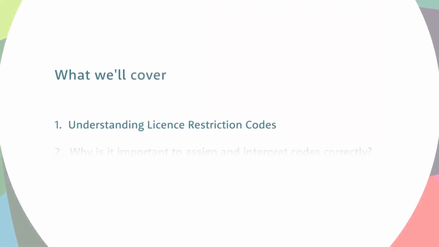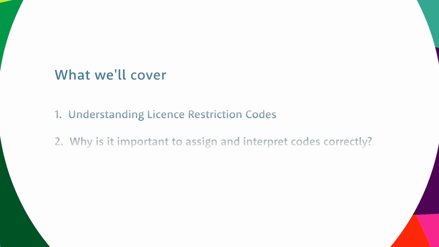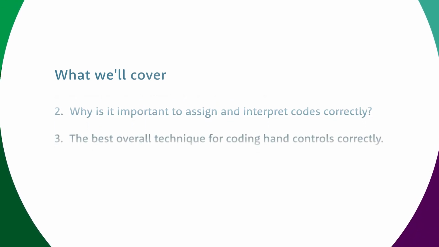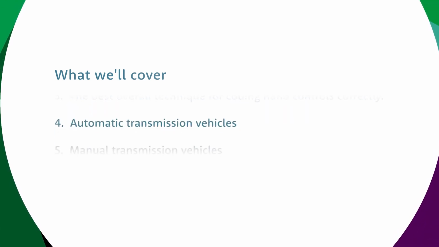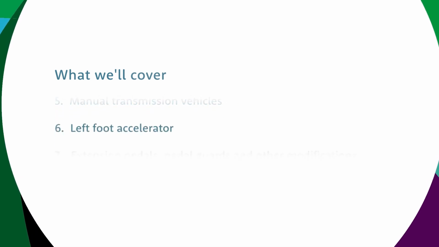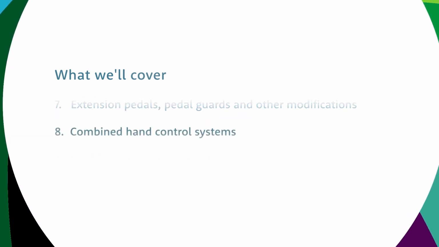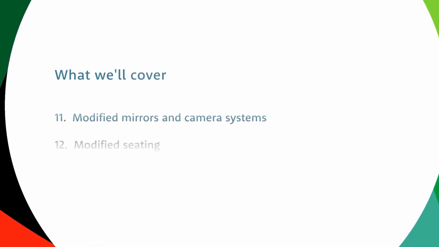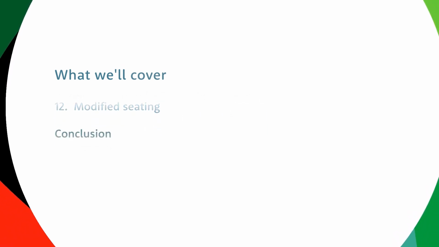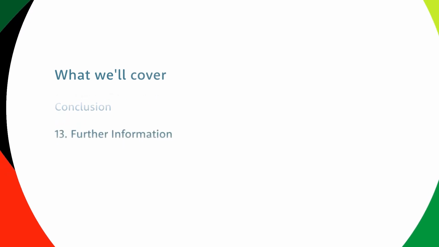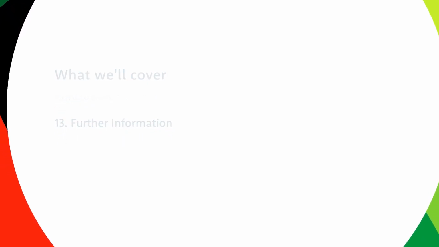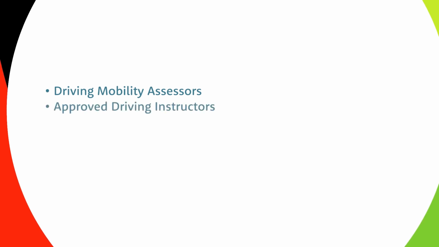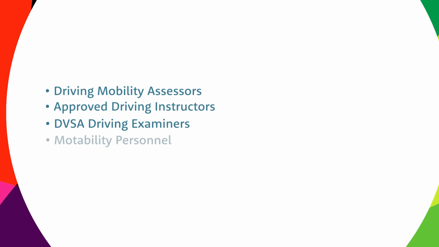We've been asked by the Department for Transport to produce this video to clarify the driving licence restriction code system in the UK. My aim in this presentation is to briefly explain about driving licence restriction codes to make it easier for you to either assign or interpret the codes. This will help professionals such as driving mobility assessors, approved driving instructors, DVSA driving examiners, Motability personnel and the police.